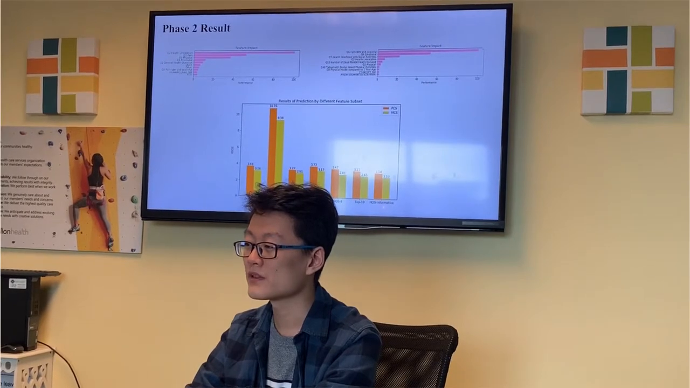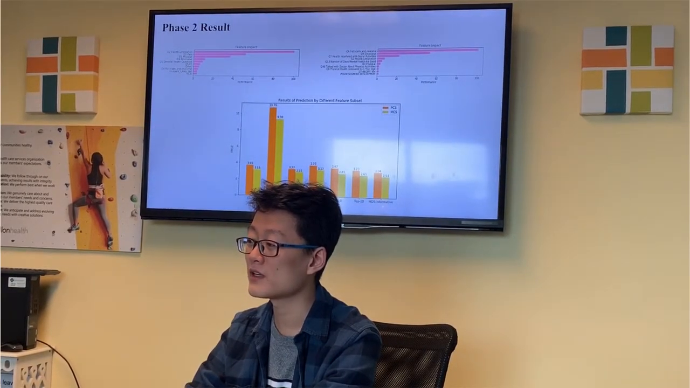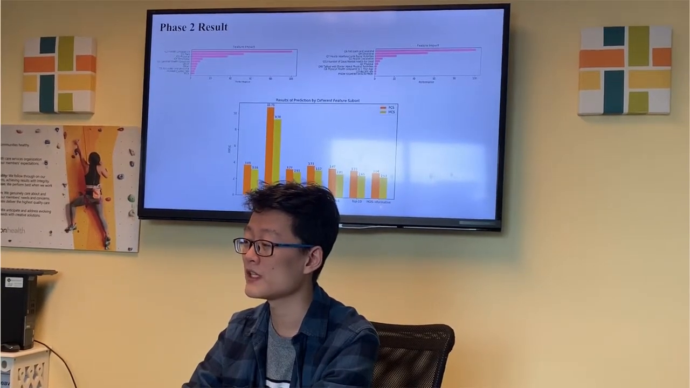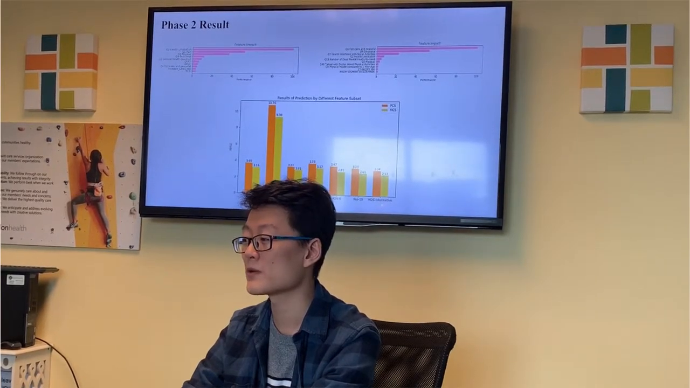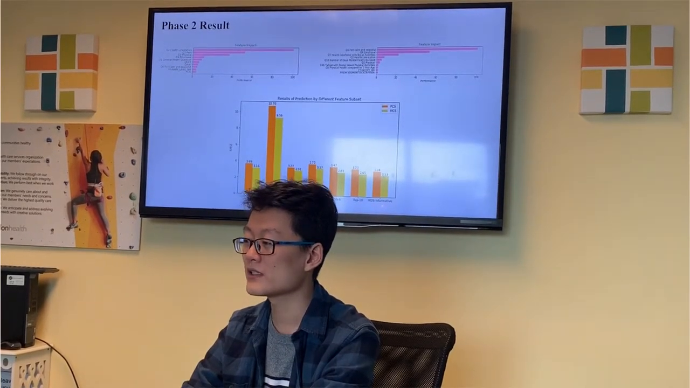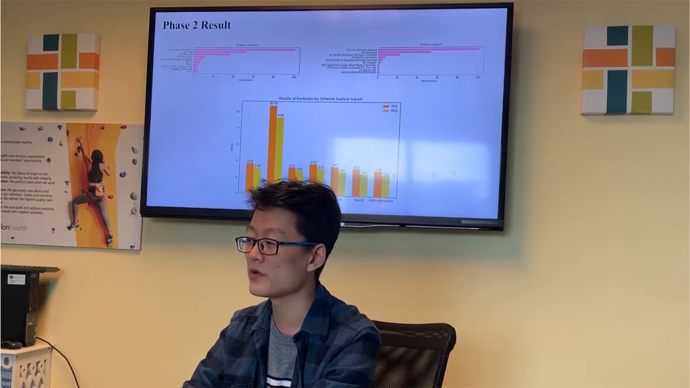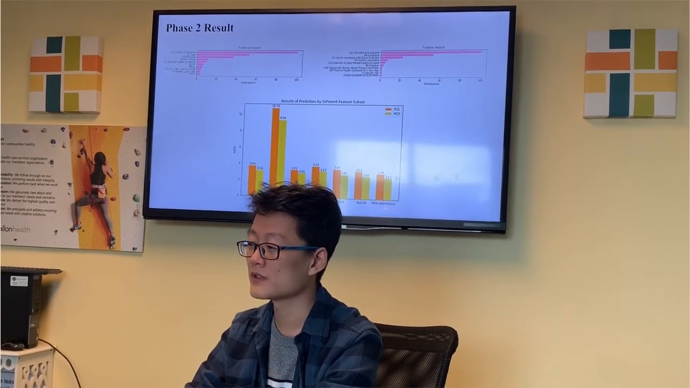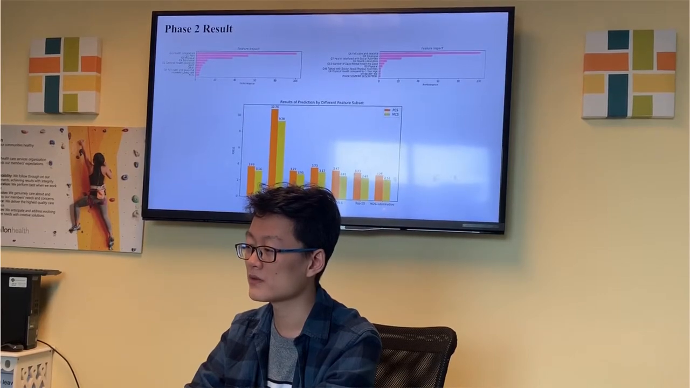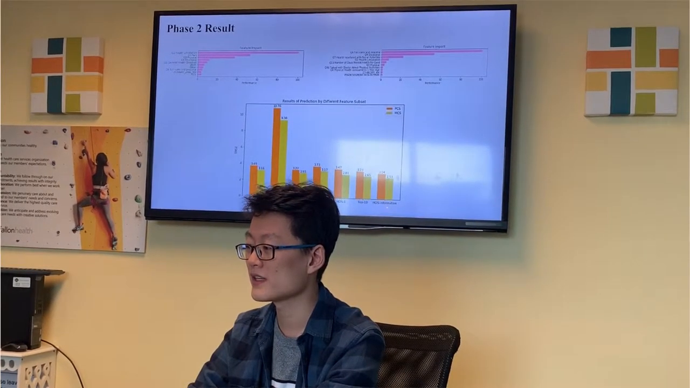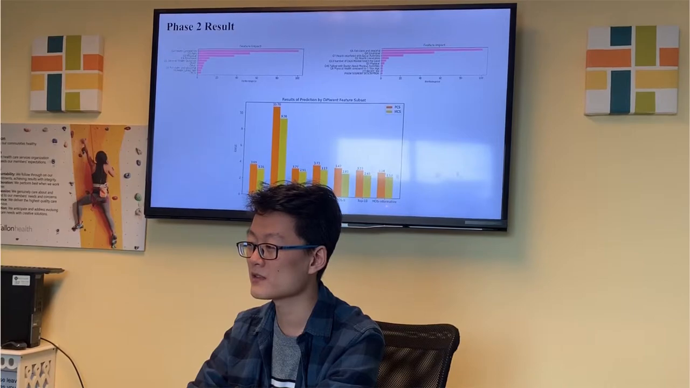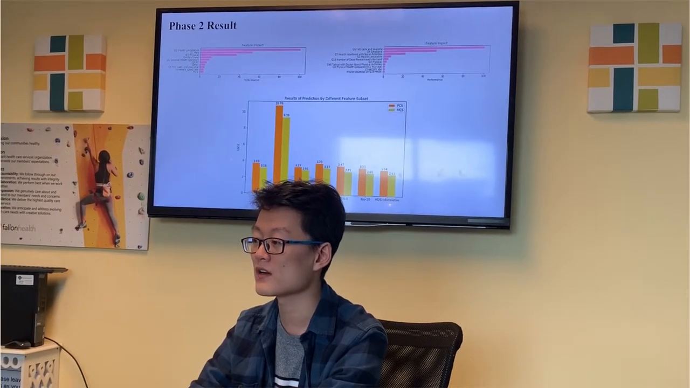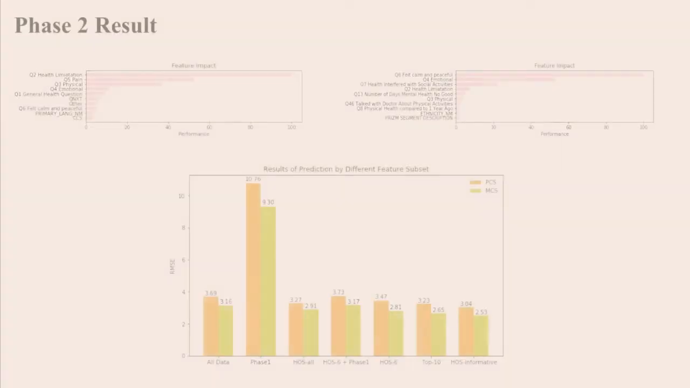And for phase two, the feature impact gives us a clear view of what is important of each HOS question and other demographic information. And using these informative HOS questions, we build a model to accurately predict the scores. As all the results above, we recommend Fallon Health to focus on important features and use informative questions to create a short survey to keep track of members' health situation.